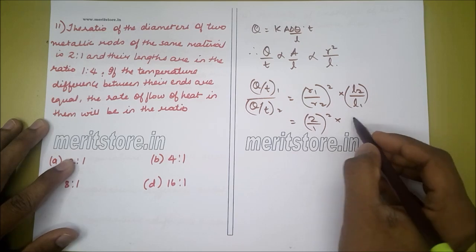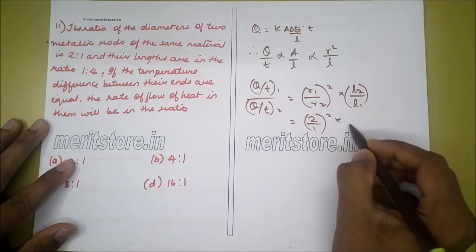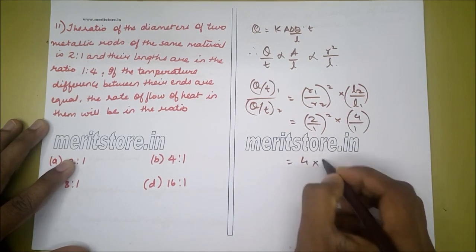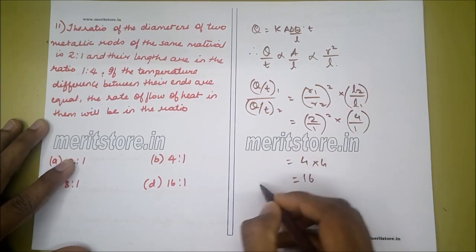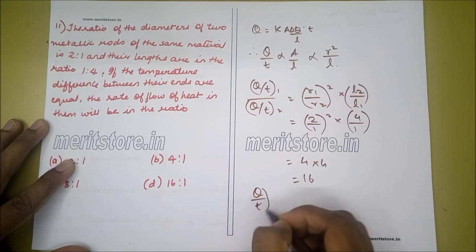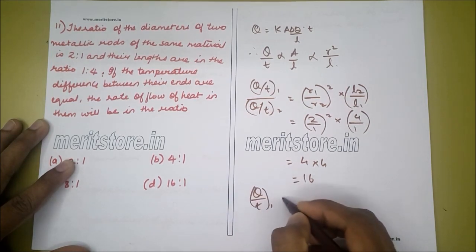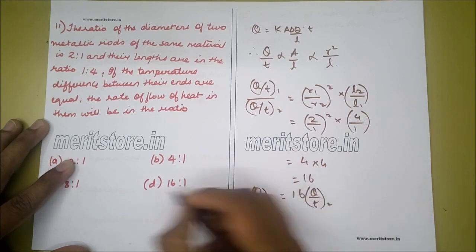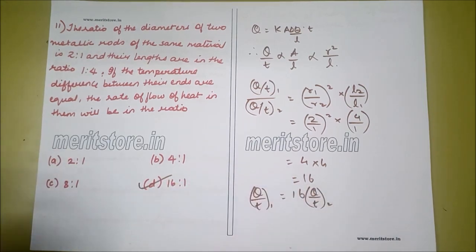lengths are given in the ratio 1:4, so 4:1. This comes out as 4 times 4, that is 16. So Q by T for the first case is equal to 16 times Q by T for the second case. Hence option D, 16:1, is the correct answer.